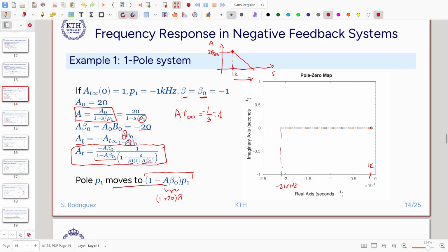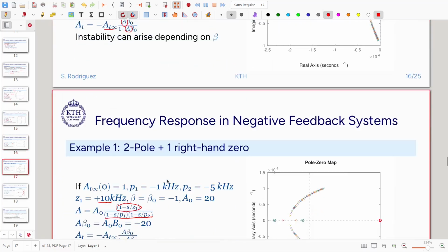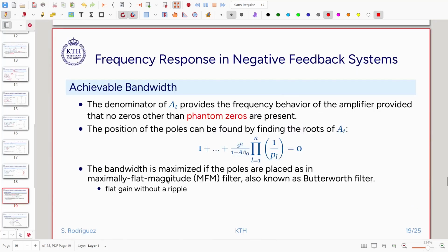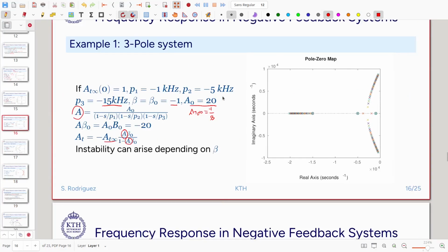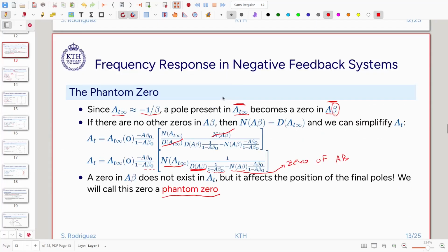For one pole it is very simple, but when we have several poles it gets a little more complicated, but we can do the following analysis about the achievable bandwidth in a negative feedback system. The first observation is that the denominator of the closed-loop gain provides the frequency behavior of the amplifier, on the assumption that there are no zeros other than the phantom zeros. The phantom zeros, as we saw, just simplify and don't appear in the closed-loop gain. So let's suppose that this simplifies here, and under the assumption that this is equal to 1, that means there are no other zeros around.